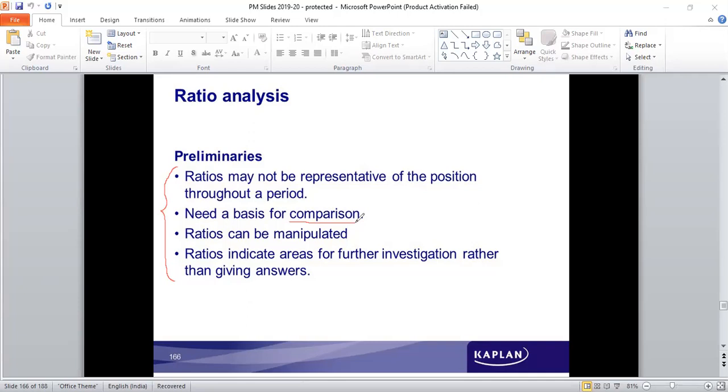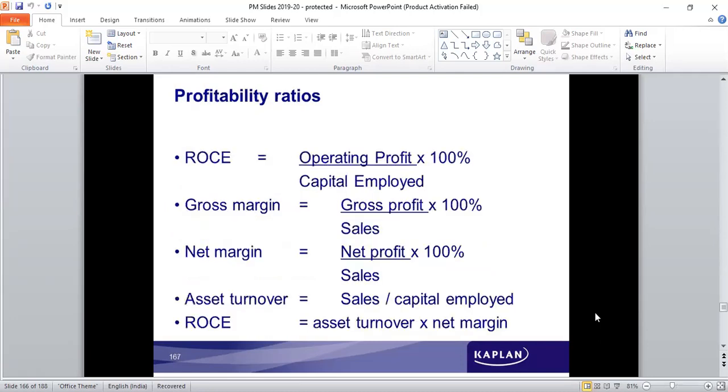So we do not have a standard figure which has to be taken all the time, but alternative views or any figure which can be replaced is also used and ratios are calculated. So they can be manipulated. Ratios indicate areas for further investigation rather than giving answers. So ratio analysis alone does not give a solution to the problem, but it can suggest other areas into which probing can be taken up. How should they investigate further, look into those areas, and then identify what has to be done.